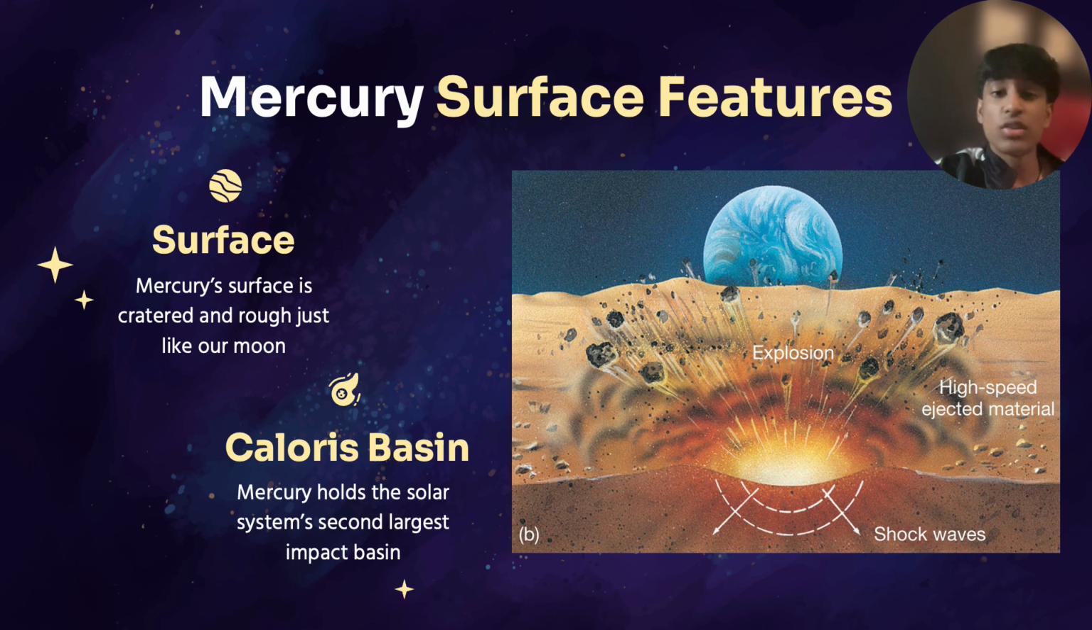But Mercury isn't just a dry rock in space. Let's take a look at what kind of atmosphere and magnetic properties it has.